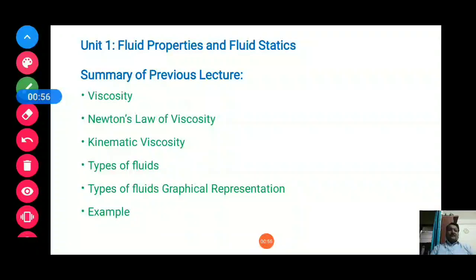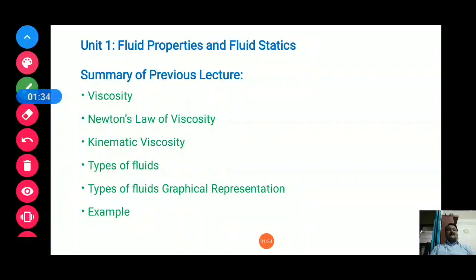Now we have seen types of fluids. Types of fluids according to the viscosity are ideal fluid and real fluid. Ideal fluid has no viscosity and real fluid has some viscosity. According to Newton's law of viscosity, they are classified as Newtonian fluid and non-Newtonian fluid. Newtonian fluids obey Newton's law of viscosity. Non-Newtonian fluids do not obey Newton's law of viscosity.